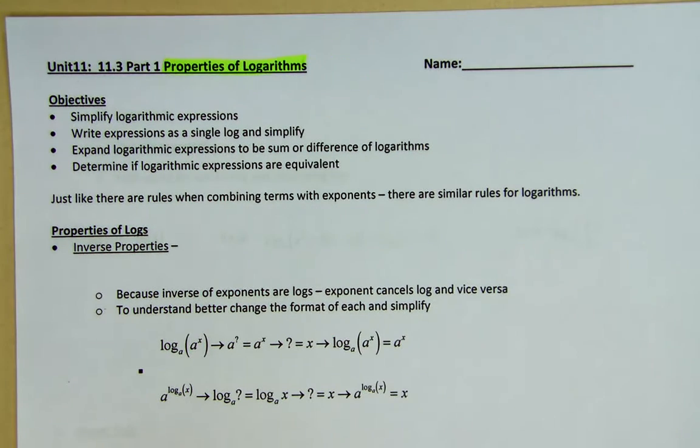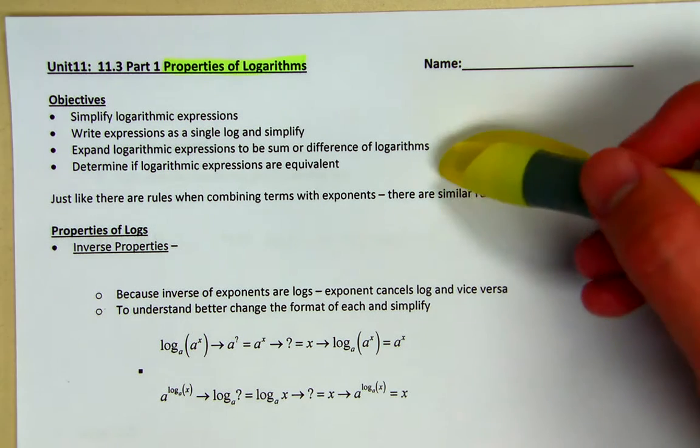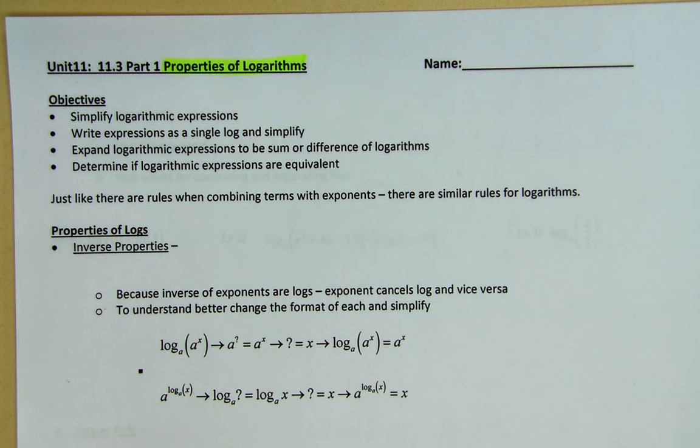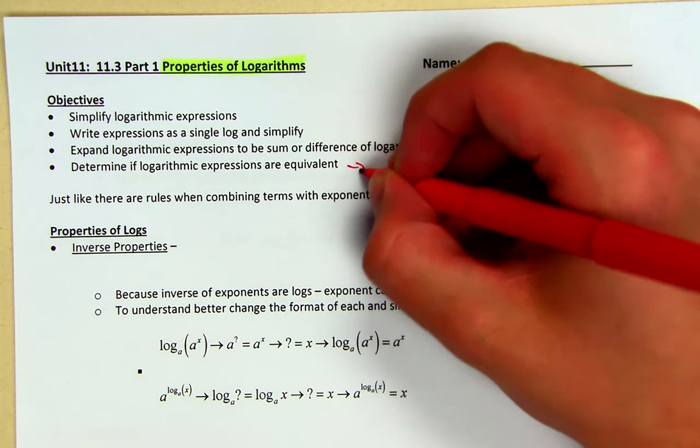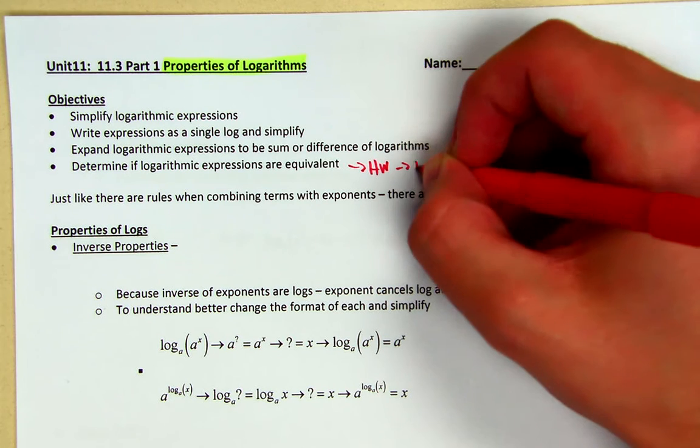Our objectives are going to be to simplify logarithmic expressions. What that means is that we're going to write one expression as a single log, or we're going to take those and expand them to a sum or difference, and determine if things are equivalent. You'll see this more in your homework problems. So this is going to be more like homework in class.